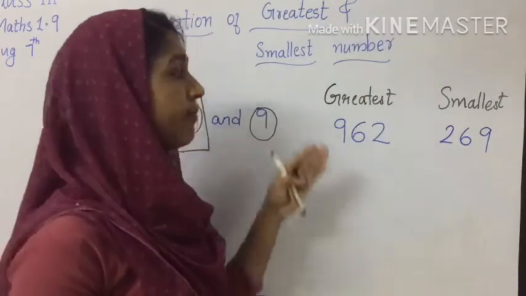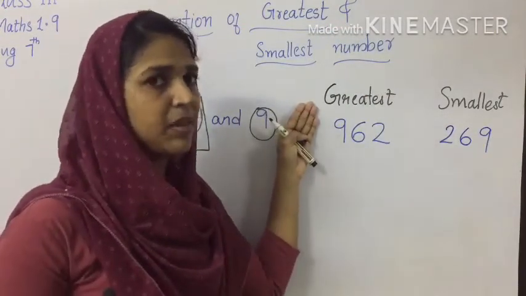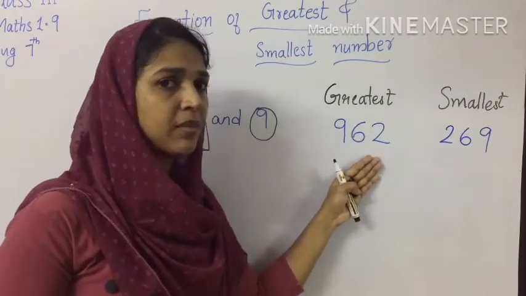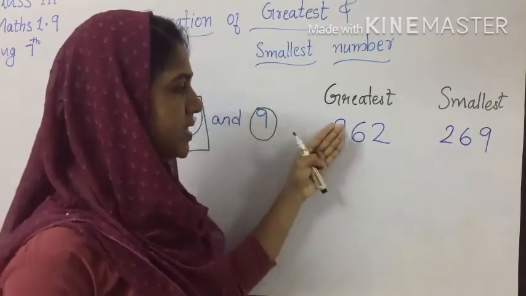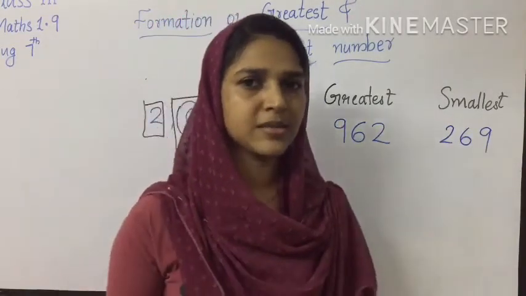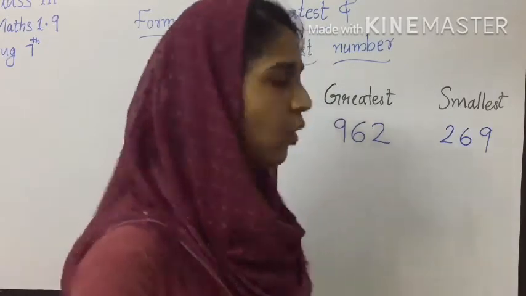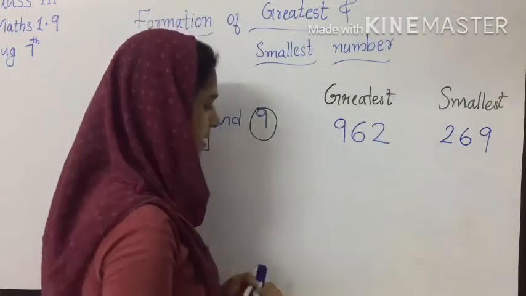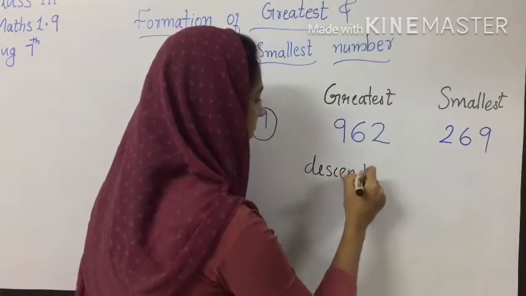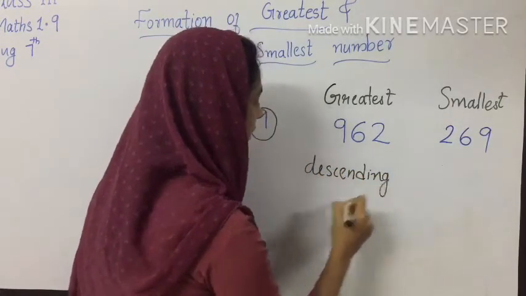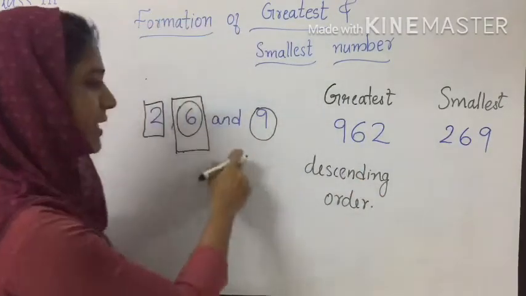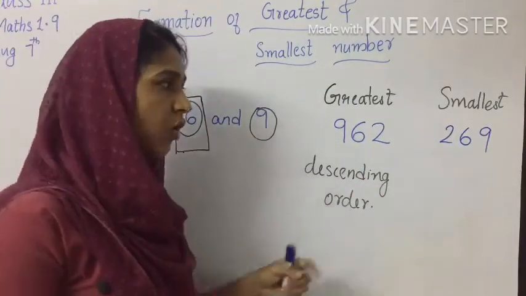So to form the greatest number, we are writing the given digits in the order of greatest to smallest. What is that order, greatest to smallest? Descending order. So to form the greatest number, we have to write the given digits in descending order.